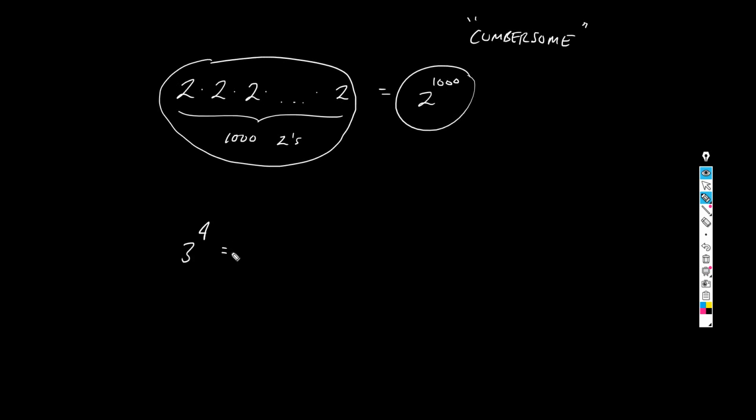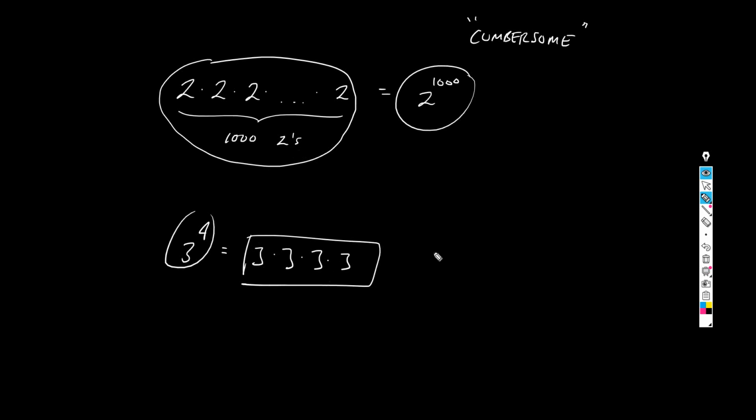So 3 to the 4, that's going to be 3 times 3 times 3 times 3, etc. That is the definition, guys. And that is the reason why people came up with this notation, right? In order to make something that takes a lot of space and a lot of memory, etc., to make it very simple to write down.